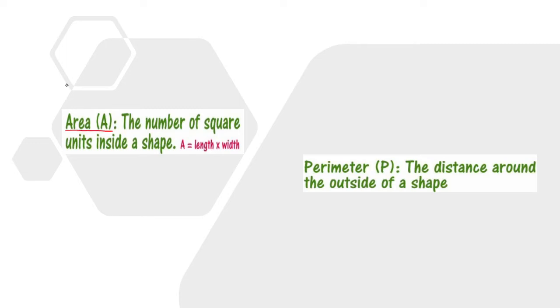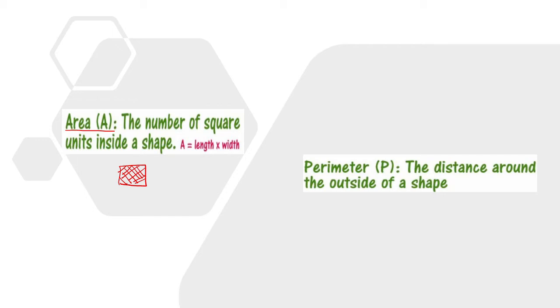You already know that area is the number of square units inside of a shape. If you have a square like that, this part inside of your square, this one that I'm shading, that is your area, right?